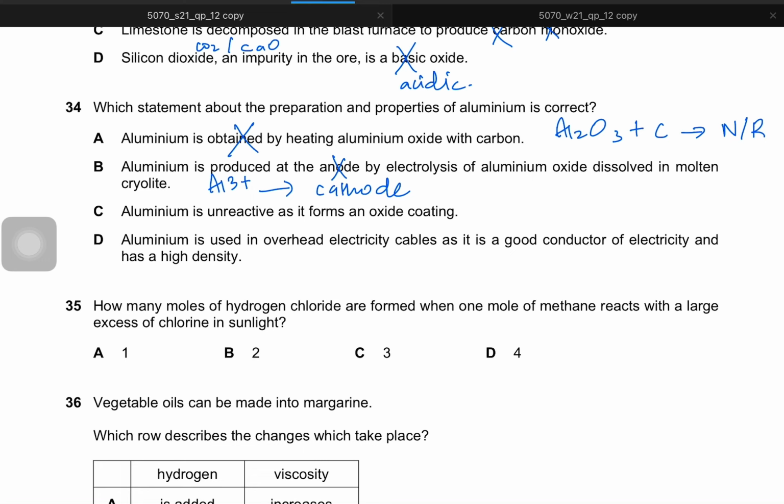Aluminium is used in overhead electricity cables as it's a good conductor of electricity and has high density. If it has high density, isn't it heavier? I mean, wouldn't it be heavier? So that is why D is wrong. Only C for cat is the right answer.